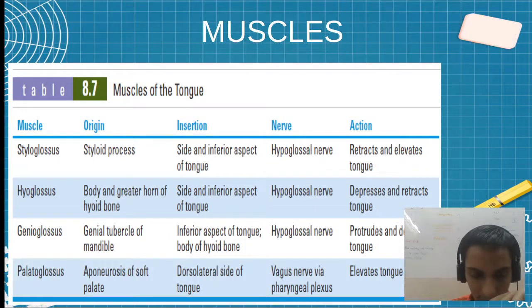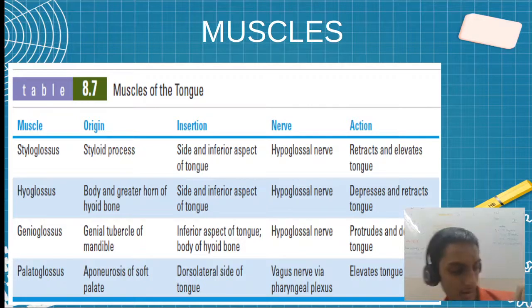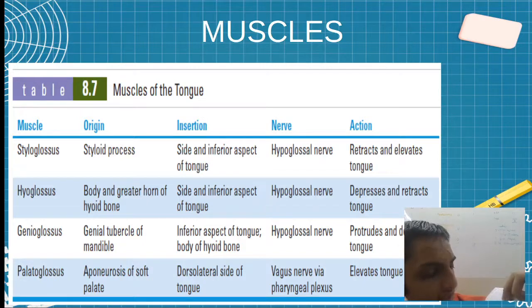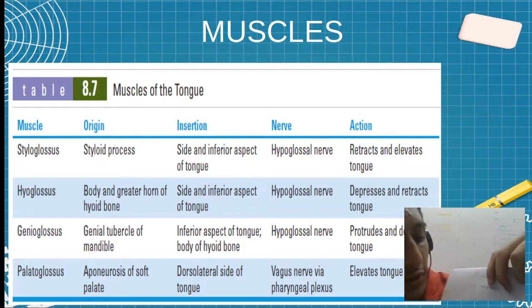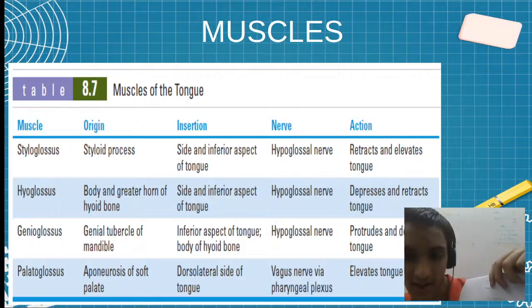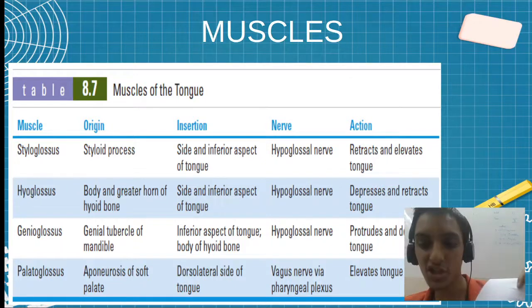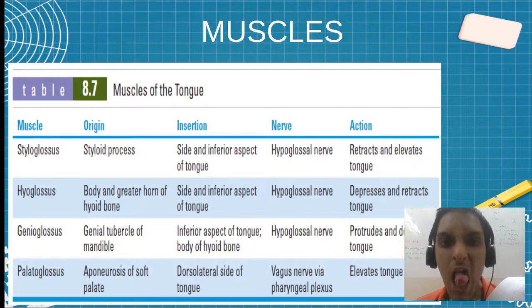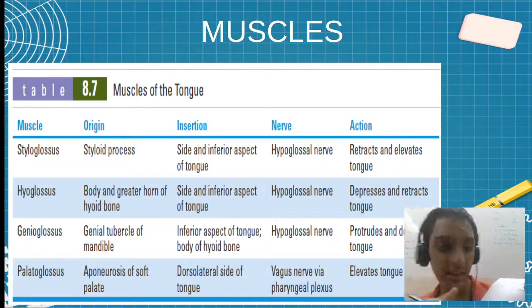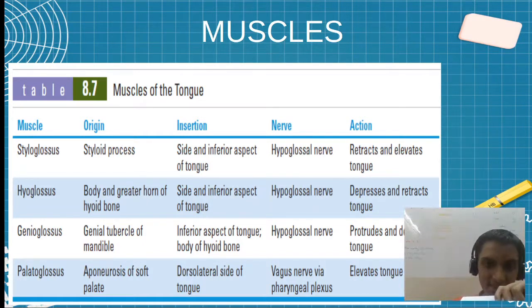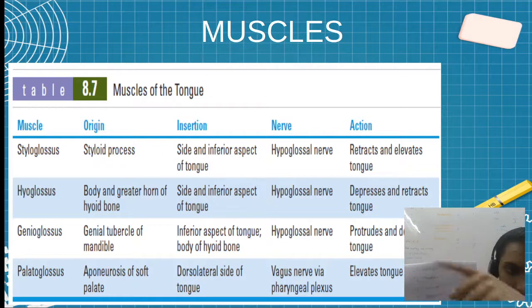Okay, right. Next, genioglossus. Yeah, genioglossus is more easy. Compare with hyoglossus. In hyoglossus, I told you it is retrusion. Here it is protrusion. That's all. Only difference is protrusion. And palatoglossus even more simple. Just elevation. That's all. Like this. So when I'm doing my tongue like this, up, that is the palatoglossus muscle. Okay. So this is a simple handy trick to remember the functions of these four muscles.